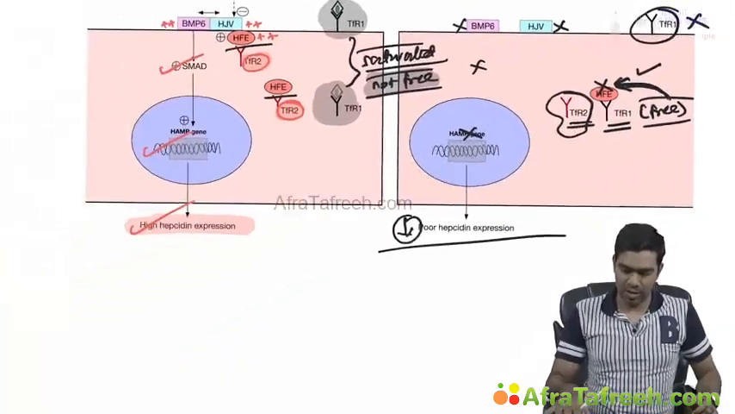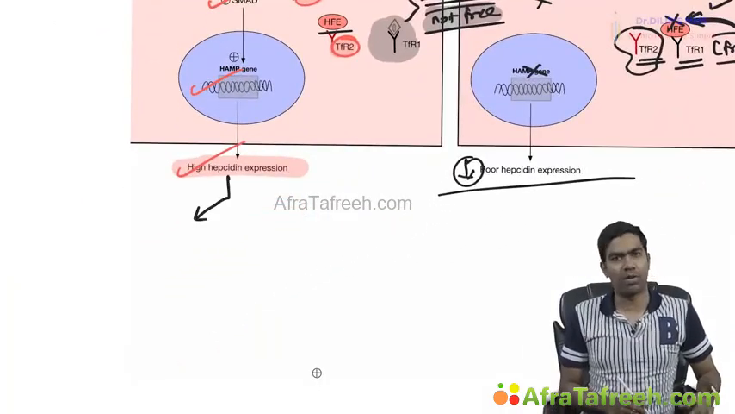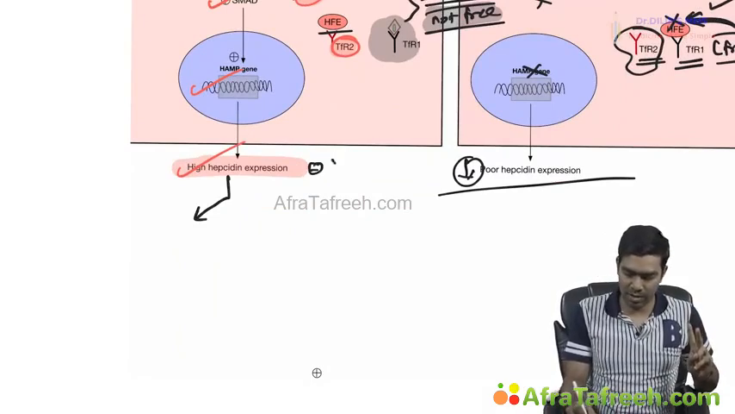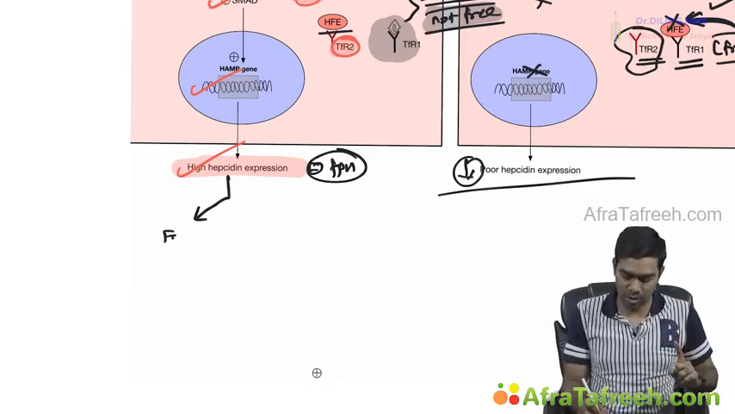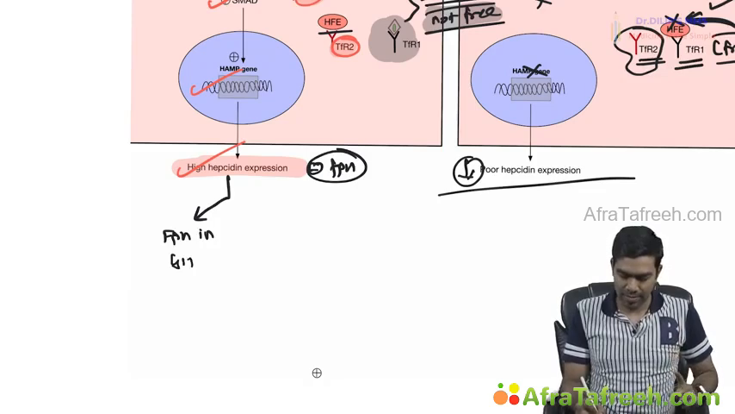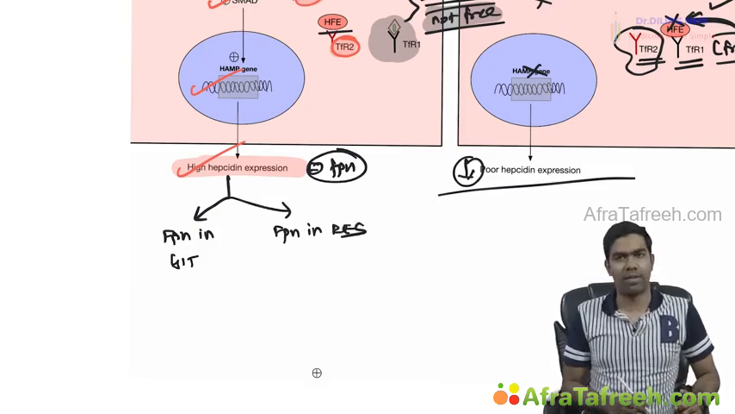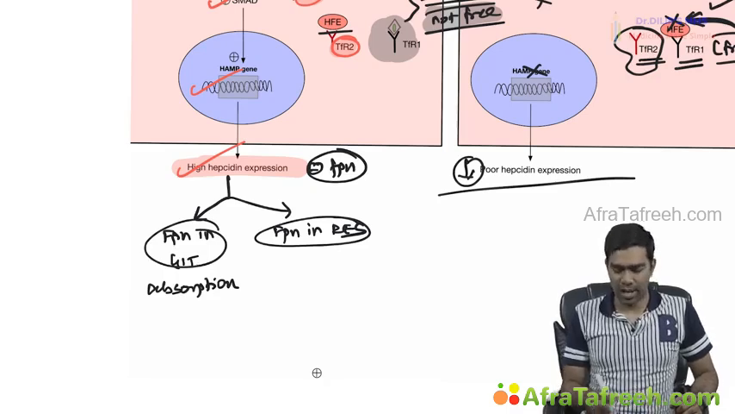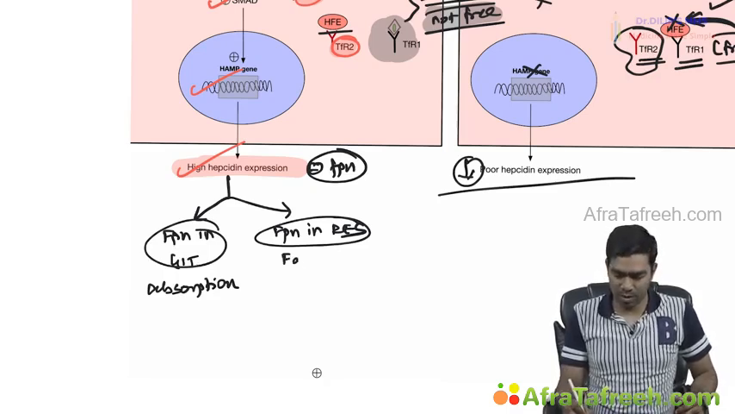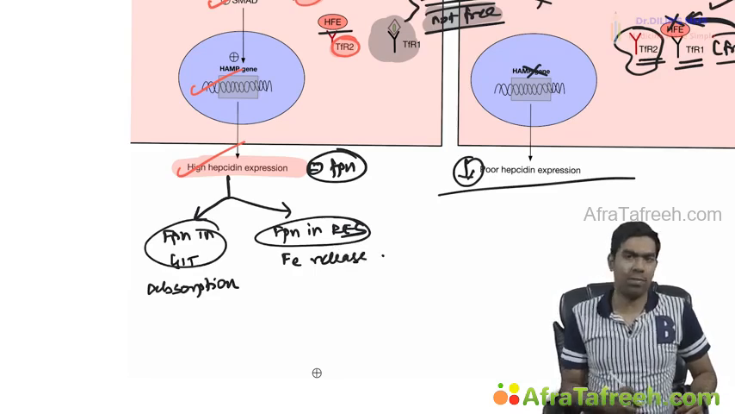So this is how hepcidin typically regulates the amount of iron that is in the GIT. Whenever you have high hepcidin release, high hepcidin expression, you're going to have two problems, because hepcidin's basic function is to block the ferroportin. The moment you block the ferroportin, two things are going to happen. It's going to block the ferroportin in the GIT, and it's going to block the ferroportin in the reticuloendothelial system, which means in the GIT, it's important for absorption. And in the RES, this ferroportin is important for iron release from the cell.